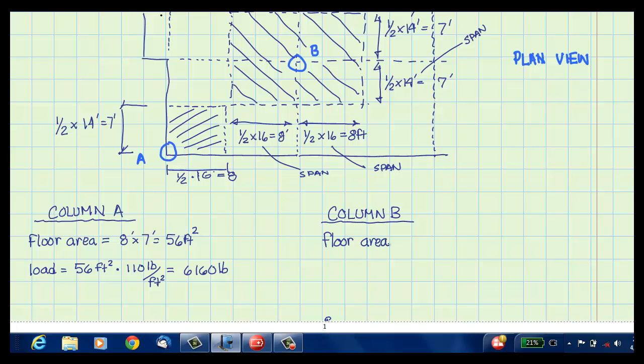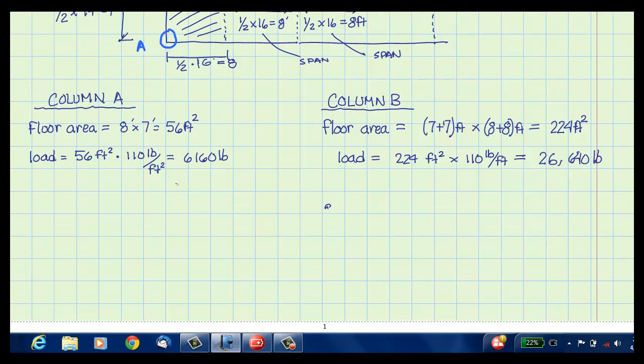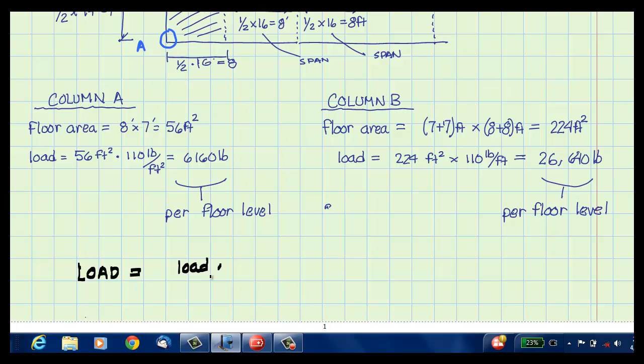In column B, the floor tributary area is 14 by 16 foot or 224 square feet. The column load is 224 square feet times 110 pounds per square foot, or 26,640 pounds. So these forces can simply be taken as load per square foot times tributary area.